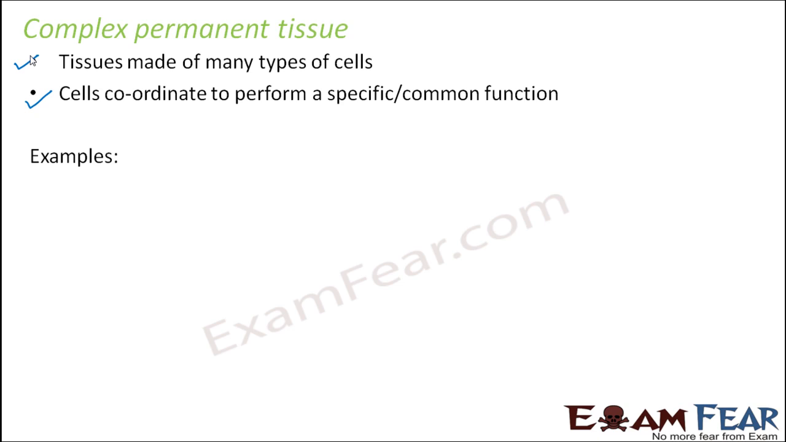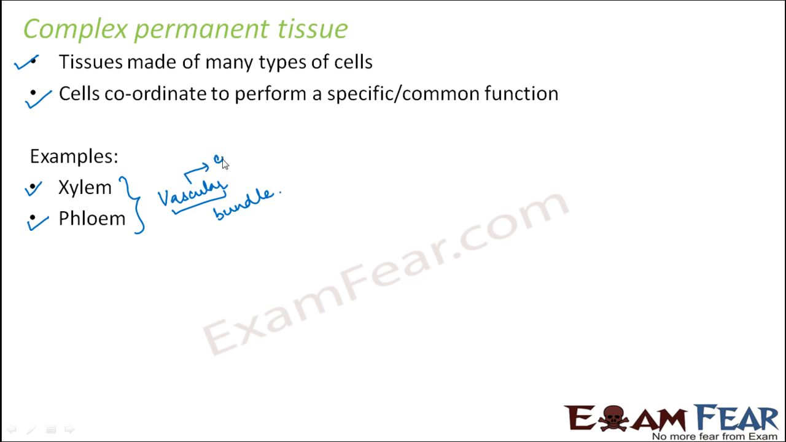Examples of complex permanent tissue in plants are two tissues: xylem and phloem. Xylem and phloem together are often called the vascular bundle of the plant. What is the meaning of vascular? Vascular means conducting, that is, the tissues which conduct. What they conduct we will see a little later. But these are the conducting tissues of the plants. Now we will talk about xylem and phloem in detail.